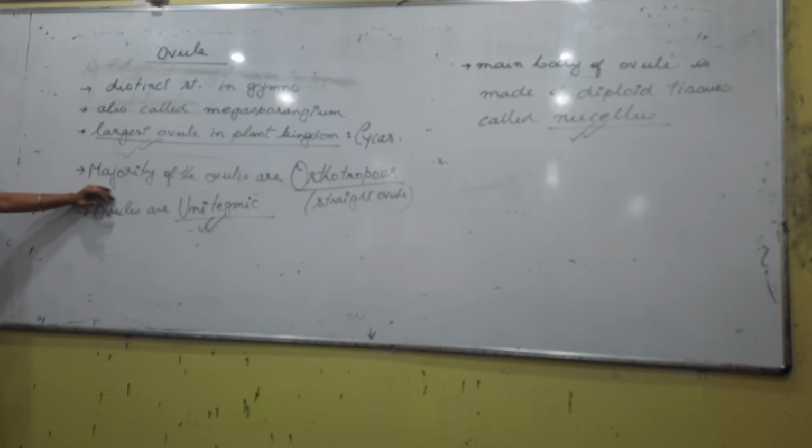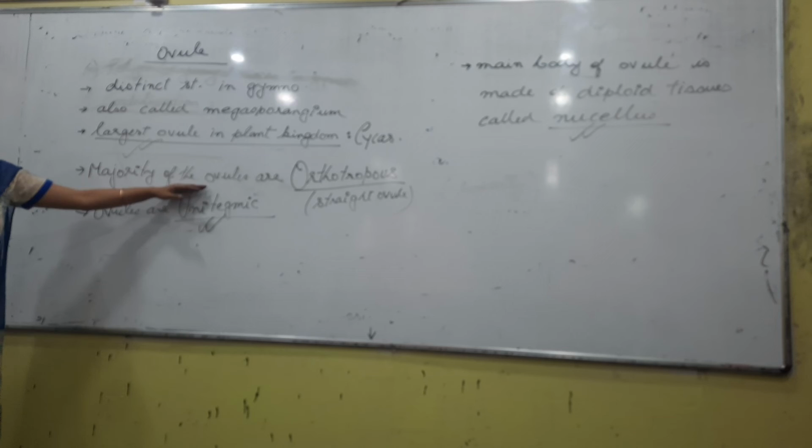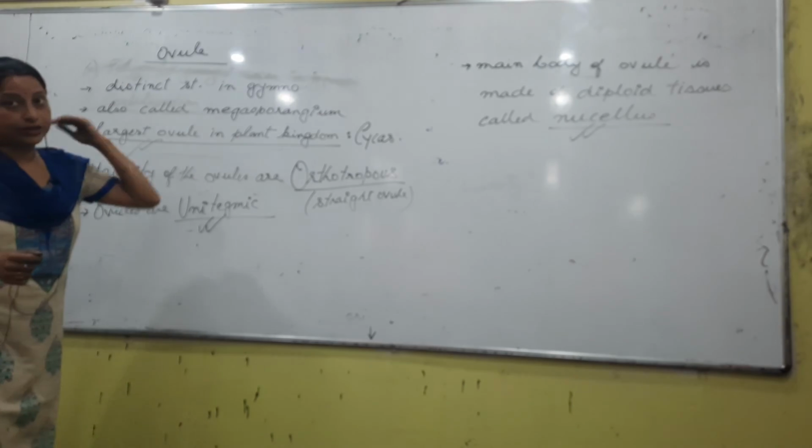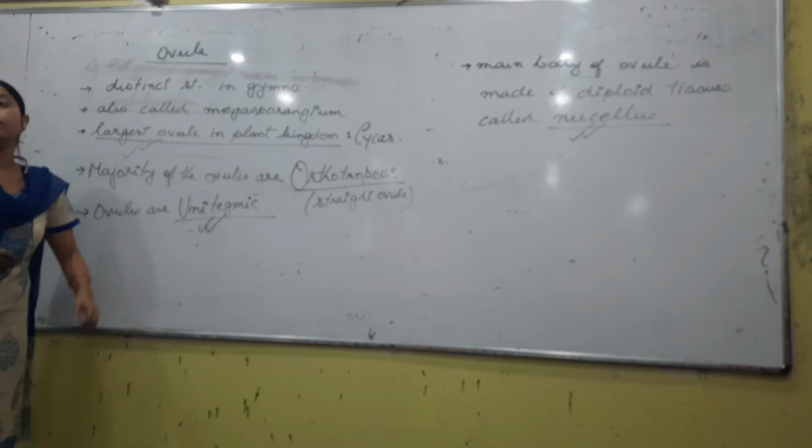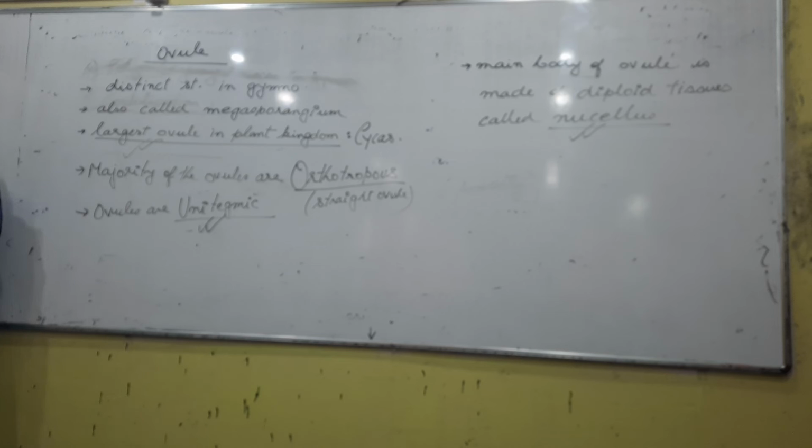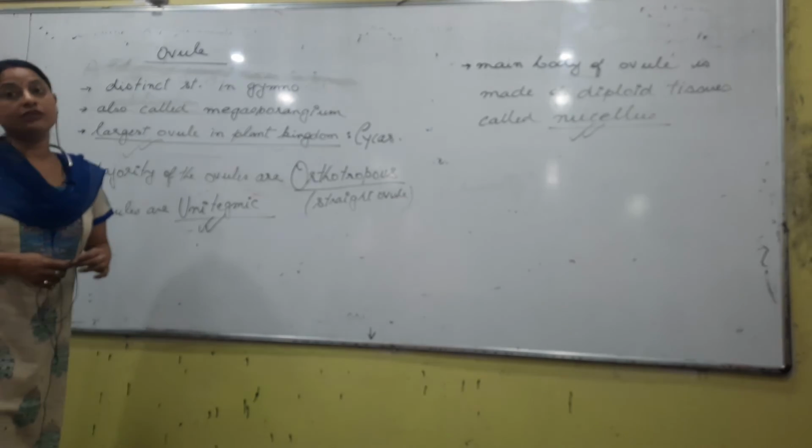Ovule means a megasporangium which, if it has integuments, we call the entire structure an ovule. Next, the majority of the ovules are anatropous. That is also one important point. Anatropous ovules in angiosperms: if you have studied sexual reproduction in flowering plants, you need to study the types of ovules.